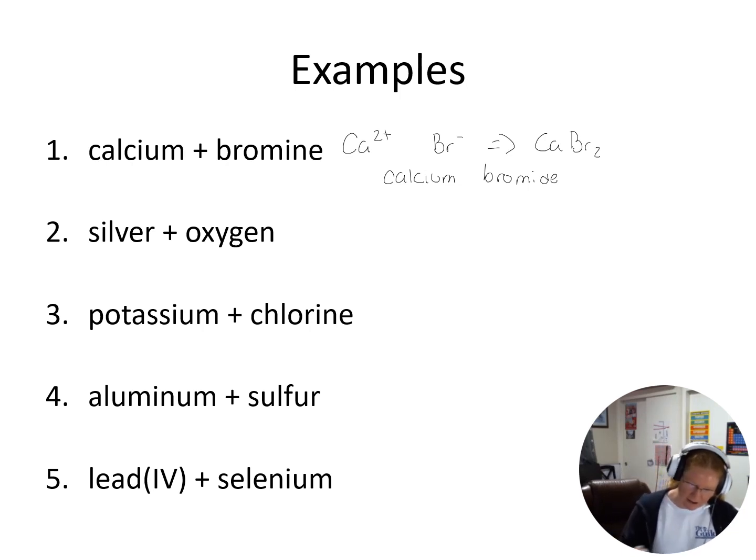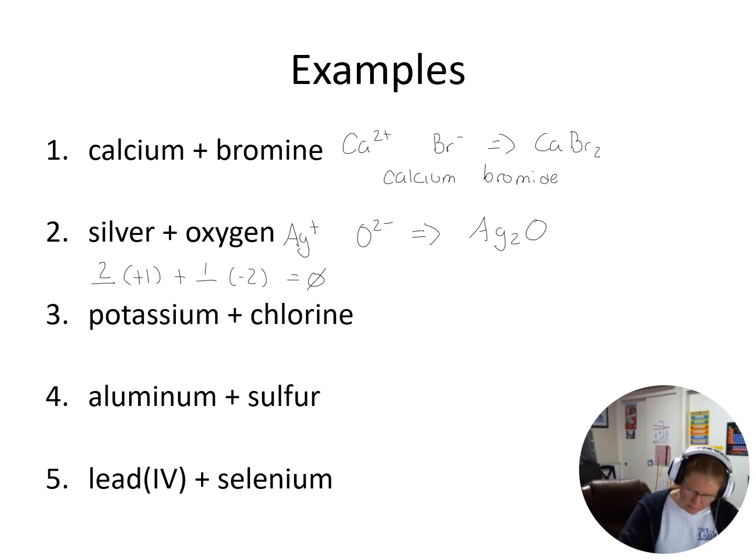Okay, silver and oxygen. So silver, again, Roman numeral not needed because it is a fixed charge. So silver is always a +1. Oxygen is in group 6A. We need 2 more electrons, so it becomes that -2. Okay, so I get some number of +1 plus some number of -2 to equal my 0. So it turns out I need 2 of the +1 and 1 of the -2 to give me Ag2O for silver oxide.